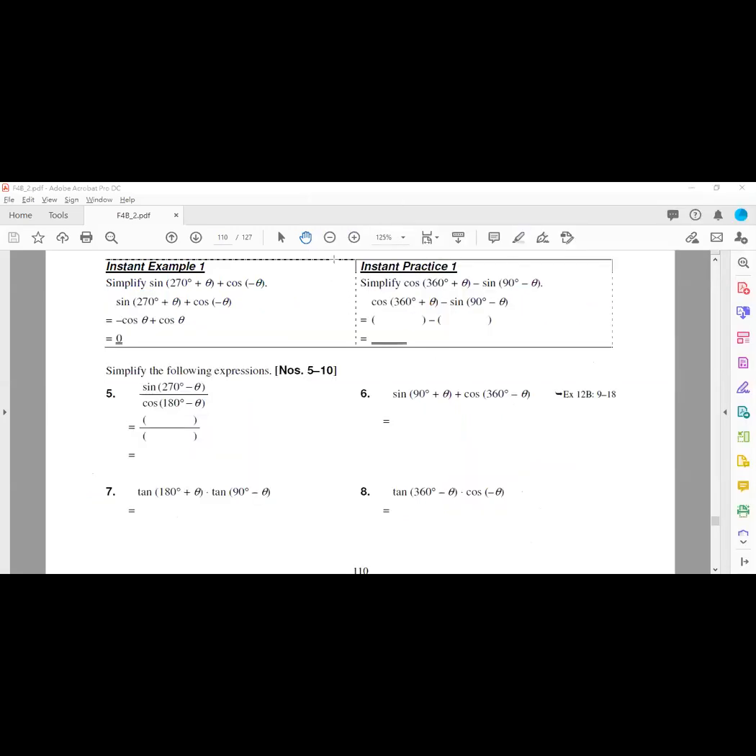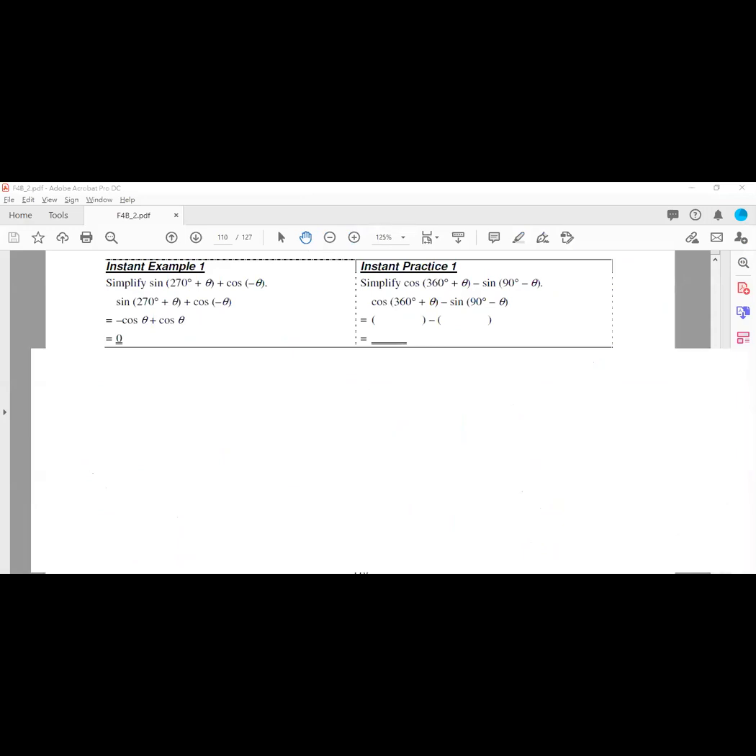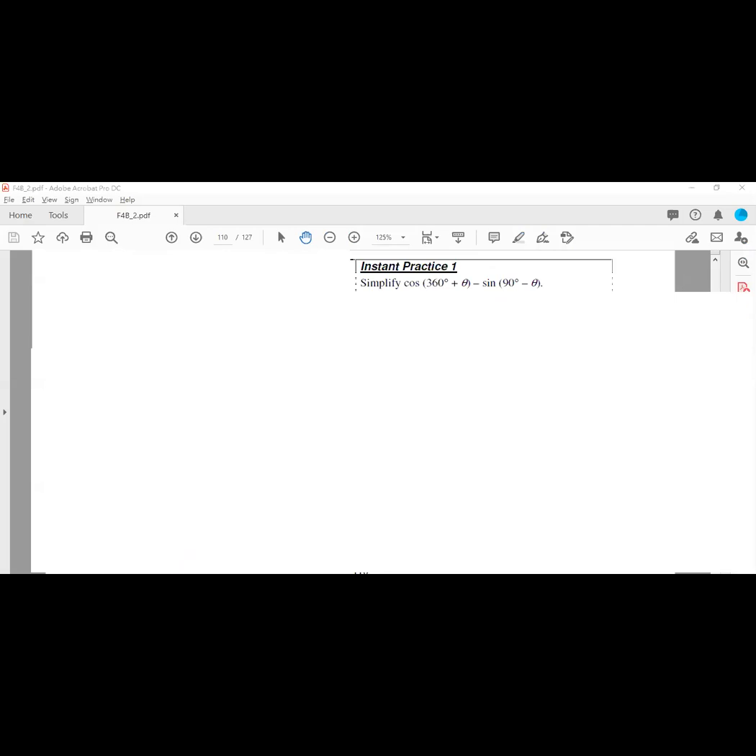Instant practice one. So let us do it together. Okay, so simplify this. Cosine 360 degrees plus theta minus sine 90 degrees minus theta. And again, so we are going to use the approach that we have learned.